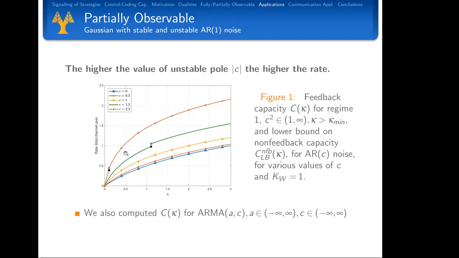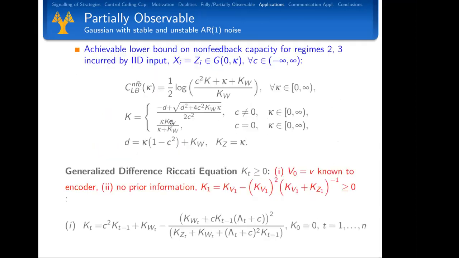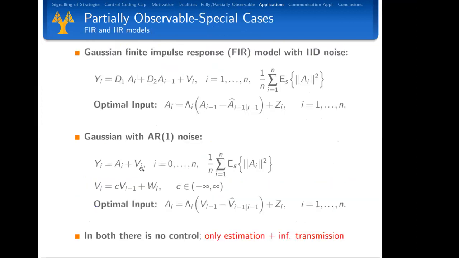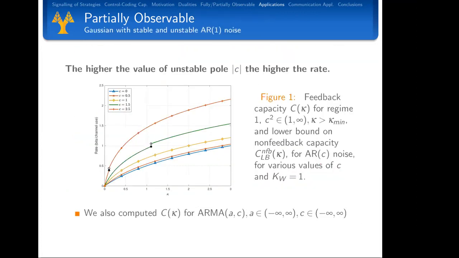These are the three regimes, because I have feedback only if I'm in regime 1. What this tells me is that the more unstable the pole is, which is basically this for this channel here, the higher the rate. I interpret that in very simple terms. If the noise is more unstable, the more predictable it becomes, and the more predictable it becomes, the higher the rate. And this is what this curve shows.